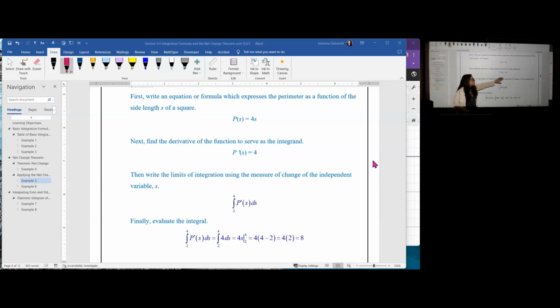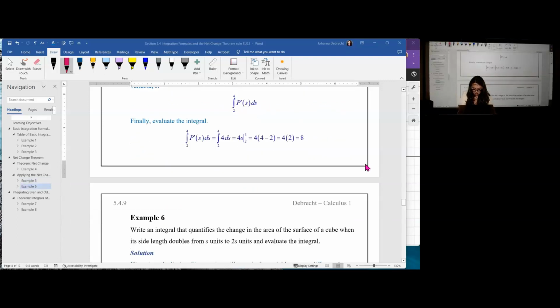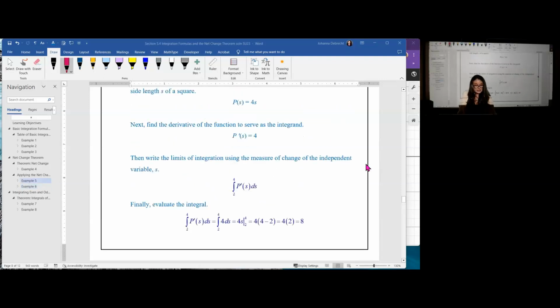When we integrate, remember that we're replacing the rate of change of perimeter with the 4 as the integrand. When I integrate 4, I get 4s, and I evaluate from 2 to 4, giving me a value of 8. That means that the change in the perimeter is going to be 8. Let's take a look at a picture and see if we can interpret what we actually had.